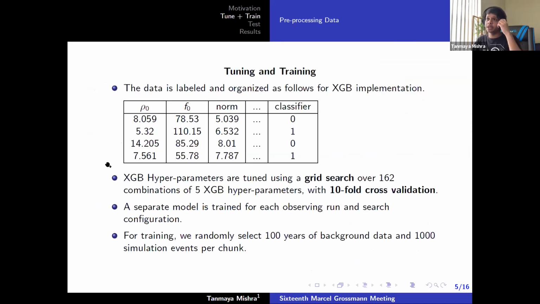The way we do tuning and training is that we first structure the data as shown here. We label every noise event as 0 and every signal event as 1. And we do tuning by performing a grid search over 5 XGBoost hyperparameters with 10-fold cross-validation. Once we do tuning, we fix the XGBoost hyperparameter values, and we train and test a separate model for each observing run and search configuration. The way we divide data into training and testing is that for each chunk of LIGO Virgo data, we randomly select 100 years of background data and 1,000 simulation events for training, and we keep the remaining for testing.